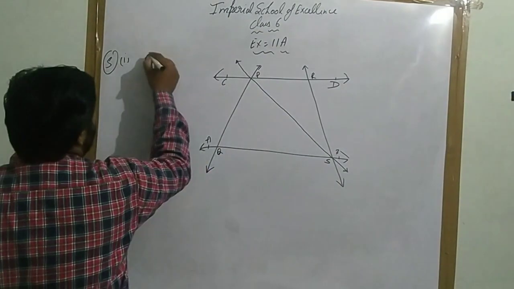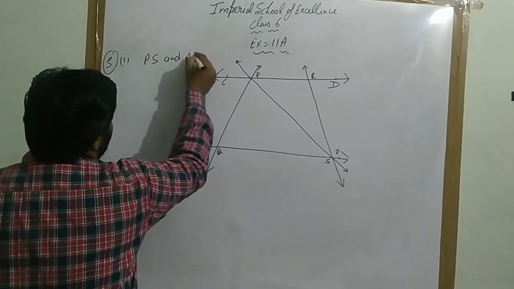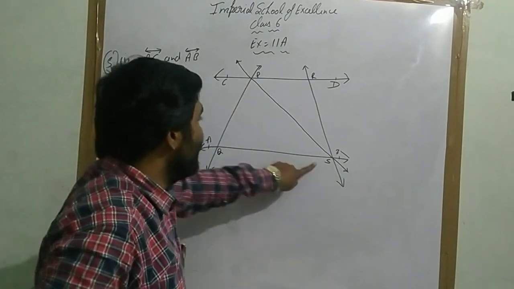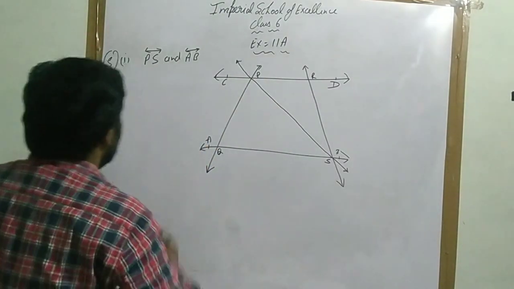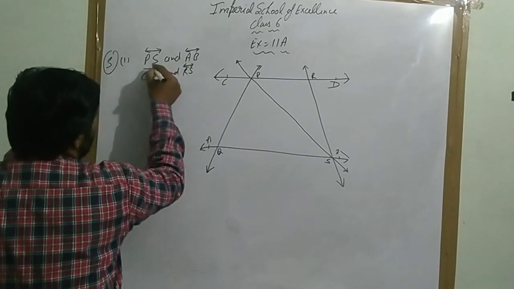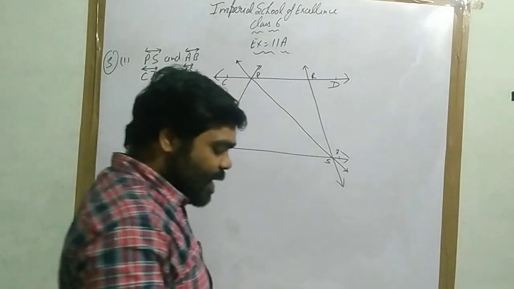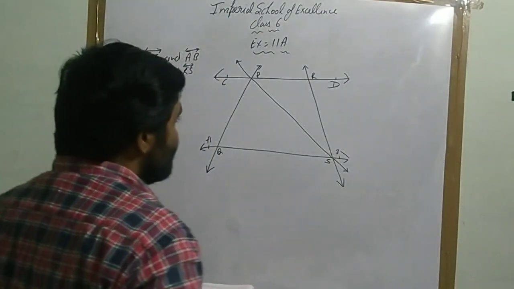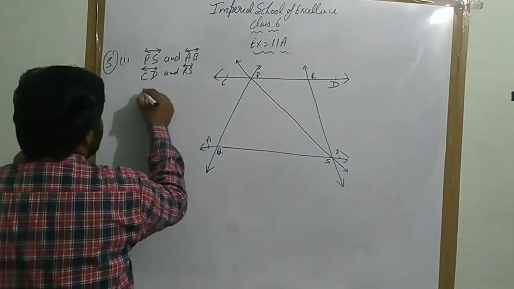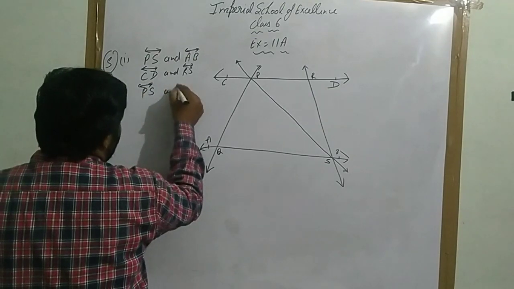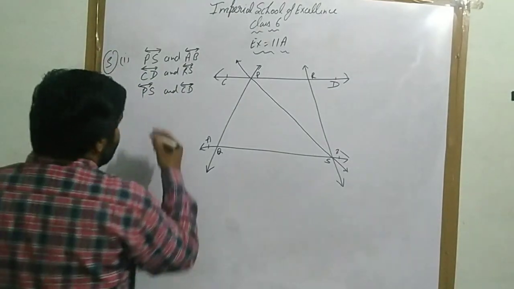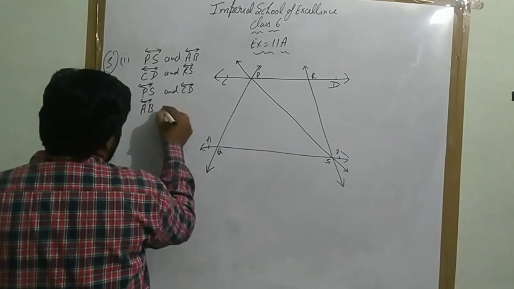The 4 pairs of intersecting lines are PS and AB, then CD and RS, then PS and CD, and after that AB and RS.